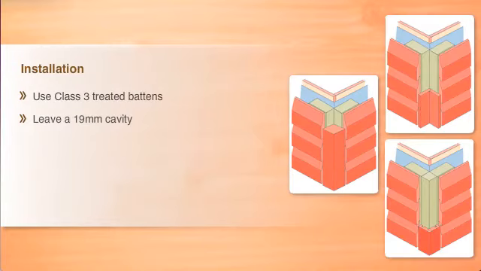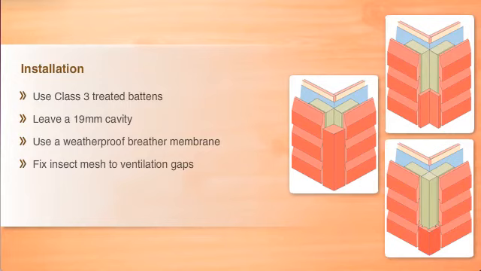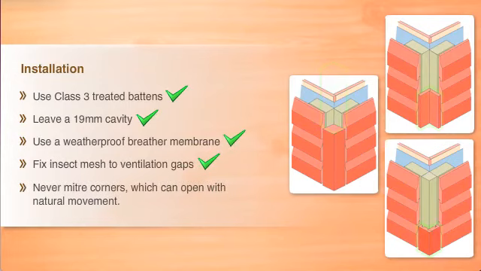When installing cladding, you should always use treated battens and leave a 19mm ventilated cavity between the surface and the cladding. Remember to use a weatherproof breather membrane and fix insect mesh to ventilation gaps. Never miter corners, which can open with natural movement.